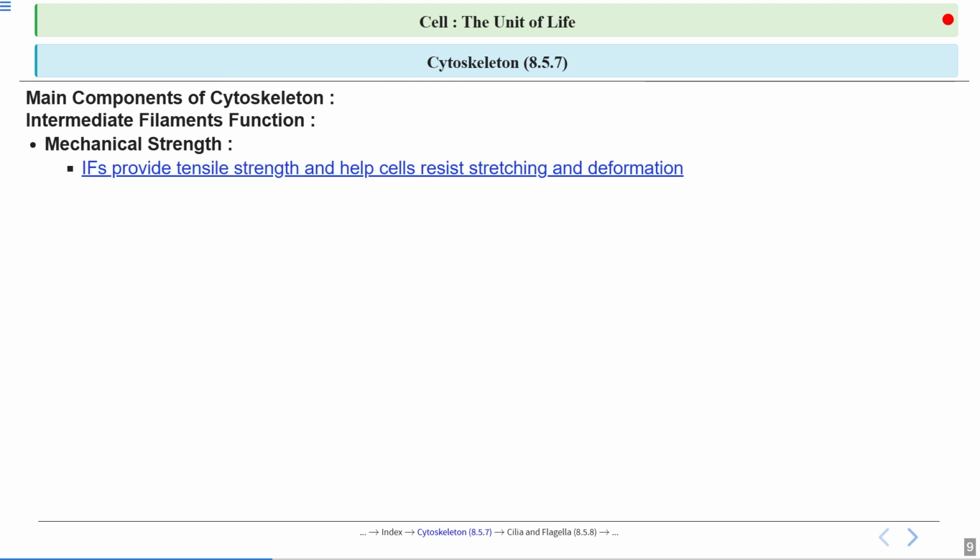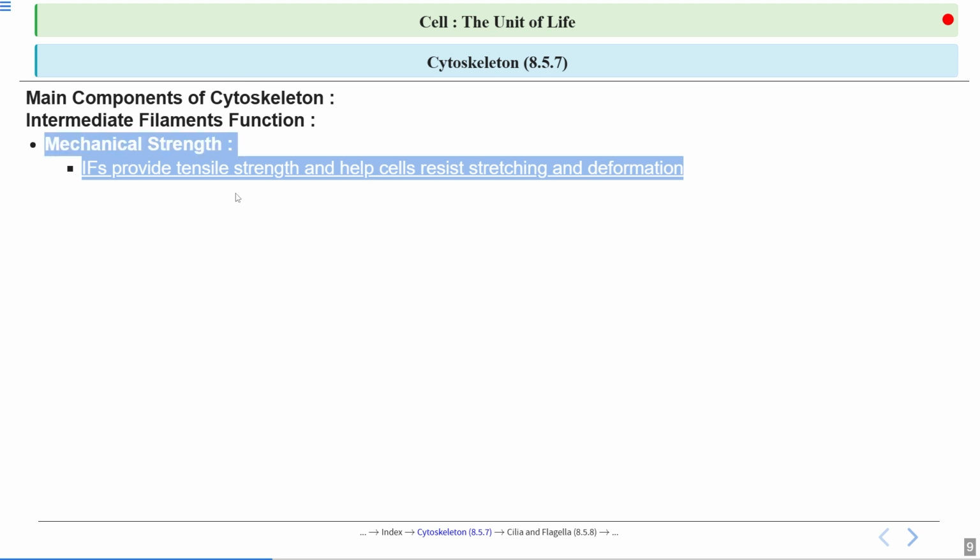Now these intermediate filaments provide tensile strength, you can see. So these act like flexible tendons in your body. So they provide tensile strength that helps cells resist stretching and deformation. This is also a very important role of intermediate filament.